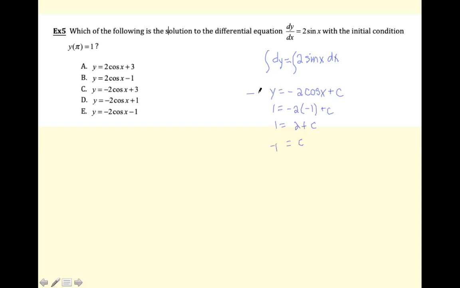So rewriting our equation with the c value replaced, we have negative 2 cosine x minus 1, which looks like choice E again. All right, I think we have one more example.